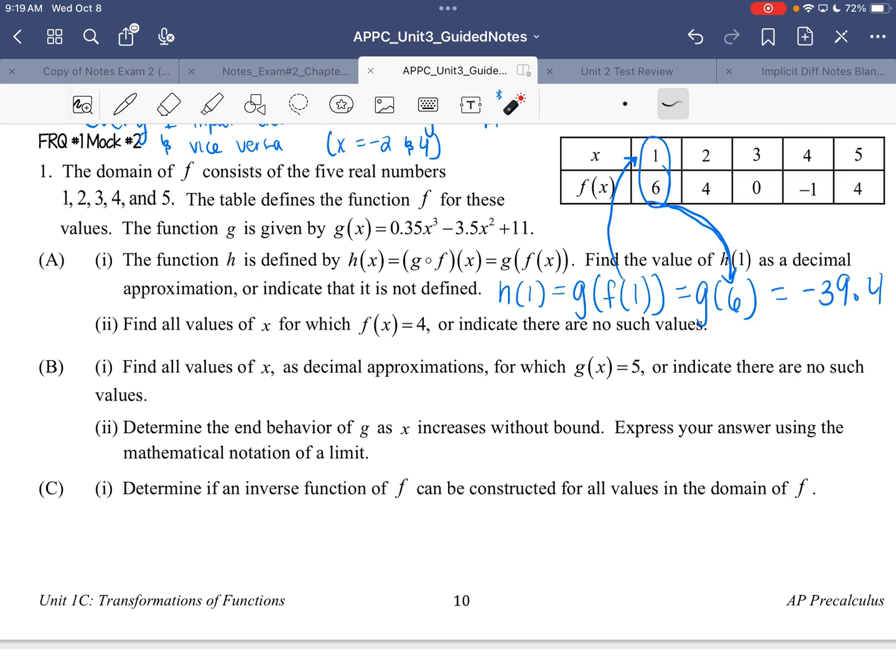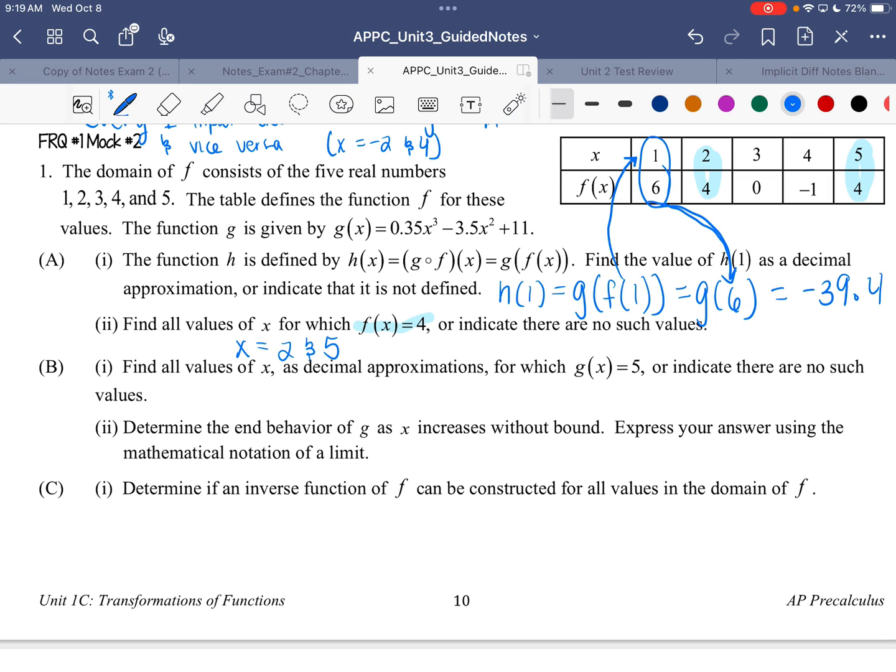Now, in part II, where is f equal to 4? Where is f of x equal to 4? Where the y values are 4, the x values are 2 and 5. Find all the values of x as a decimal where g is equal to 5.